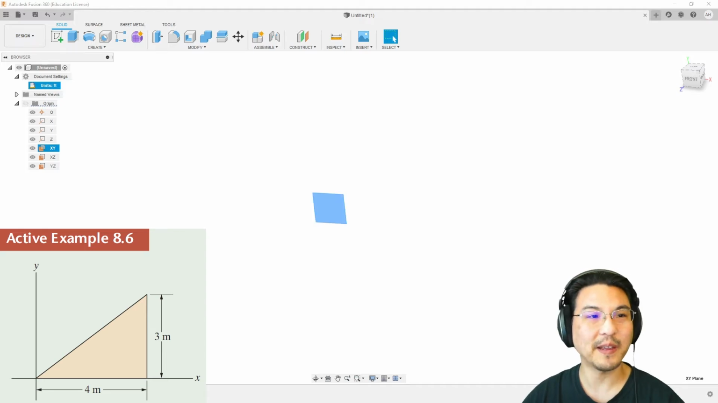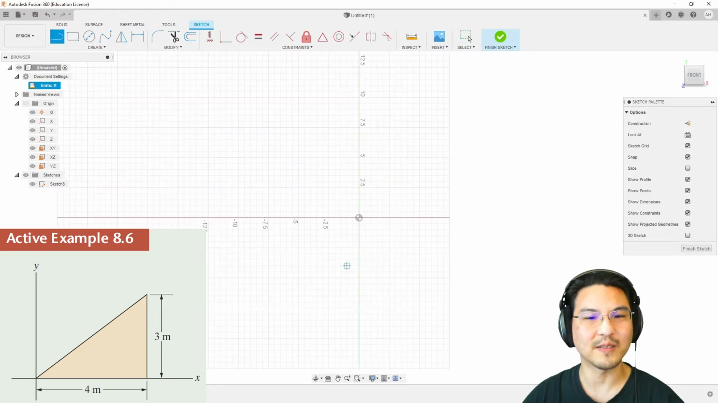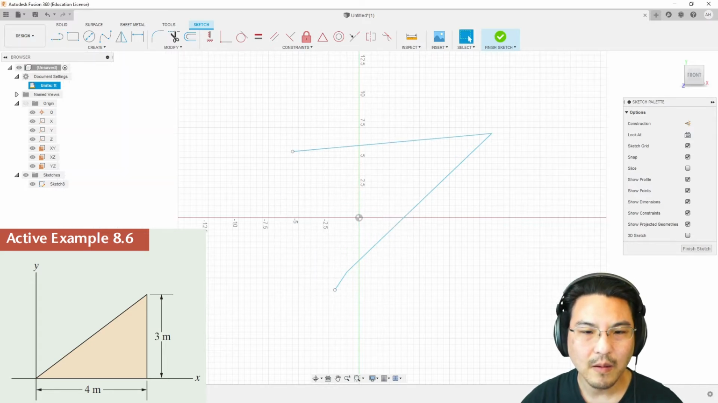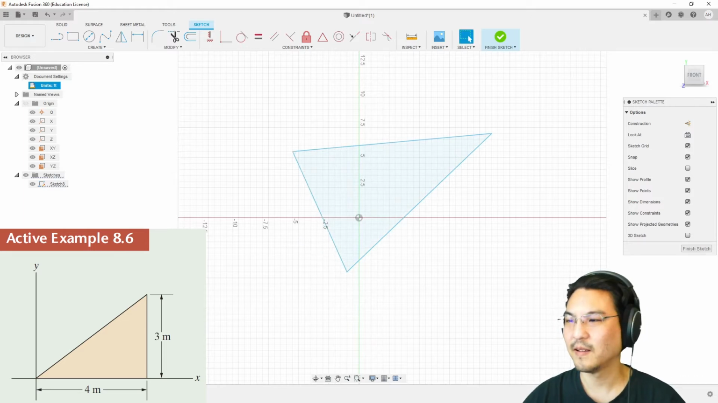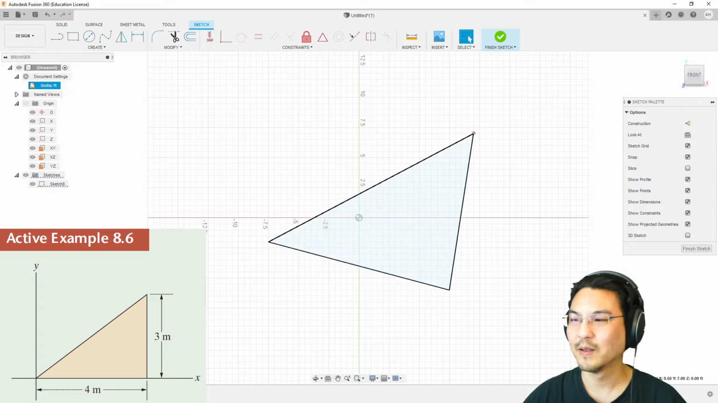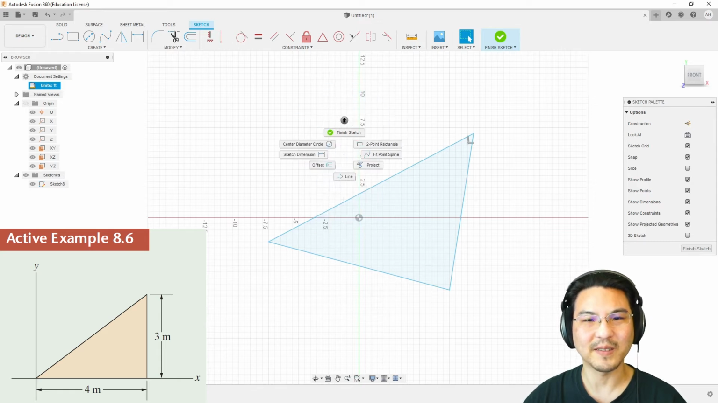So I'm picking a plane, and then a sketch, and then I'm just going to sketch a triangle. Okay, there we go, triangle. And right now, nothing is constrained, nothing is dimensioned. So let me dimension the side. Right click brings up this selection wheel, sketch, next selection wheel, dimension.